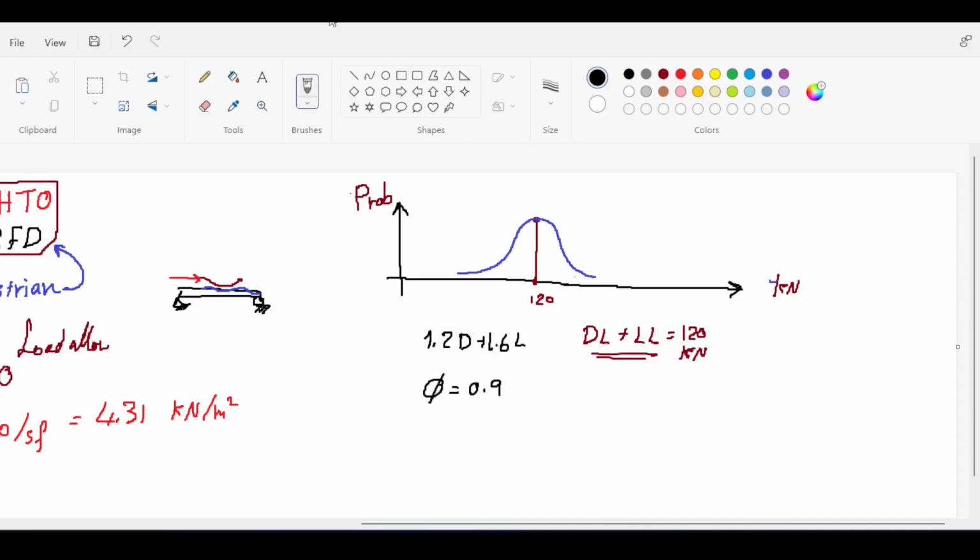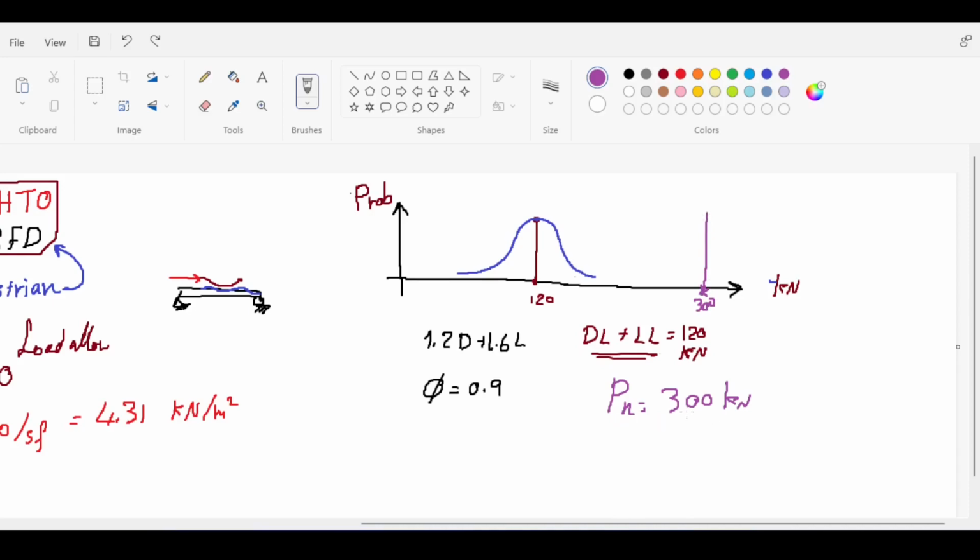So the resistance, let's say for the same column, the nominal resistance, or the resistance without factors of safety. Let's say the nominal resistance is, I don't know, like 300 kilonewtons. And of course, here once again, we have our 300 kilonewtons. And of course, the probability is high because what you calculate here is the average expected resistance.